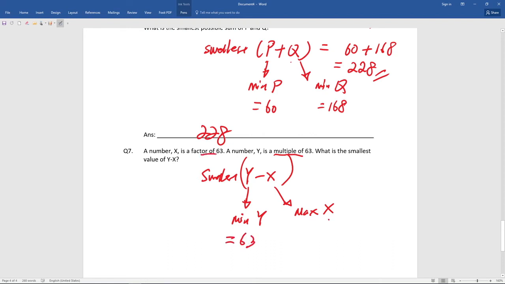And we know that x is a factor of 63, which means that x should not exceed 63. So the maximum possible value of x would also be equal to 63. Therefore, the smallest value of y minus x would be 63 minus 63, giving us 0.